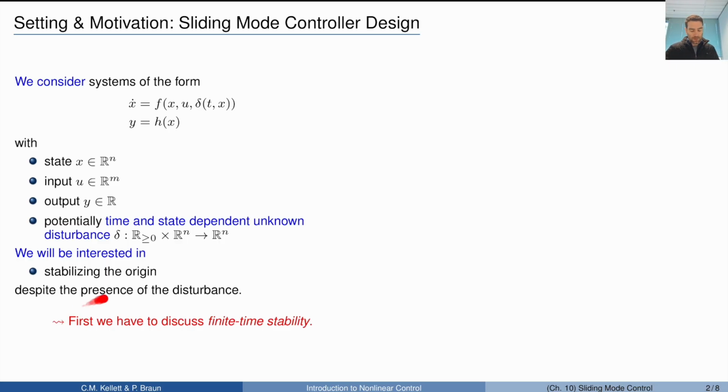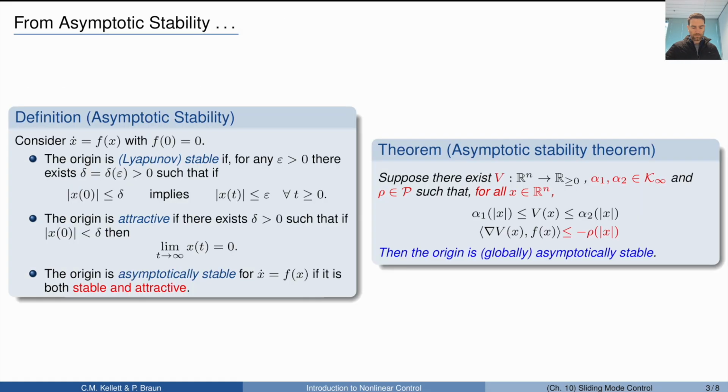But first, before we can get there, we need to discuss the concept of finite time stability. And that's kind of a stronger assumption than asymptotic stability. So let's just quickly recall how we've defined asymptotic stability.